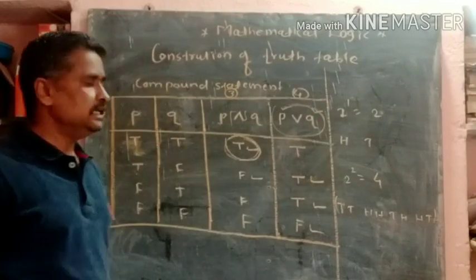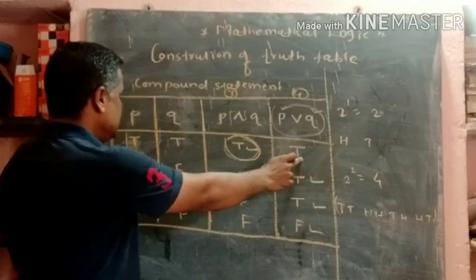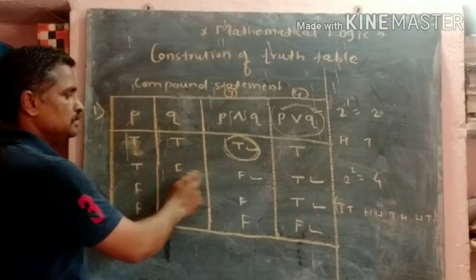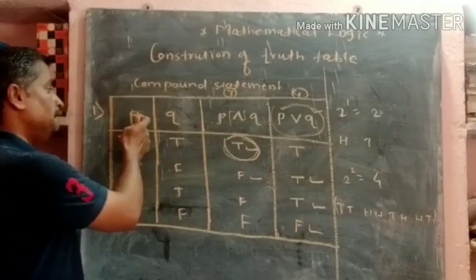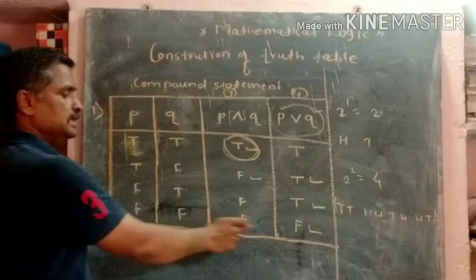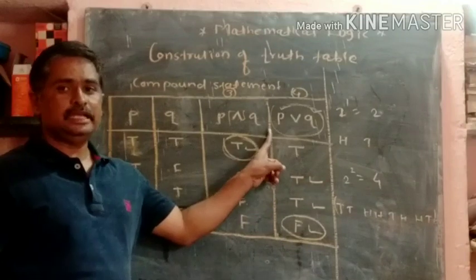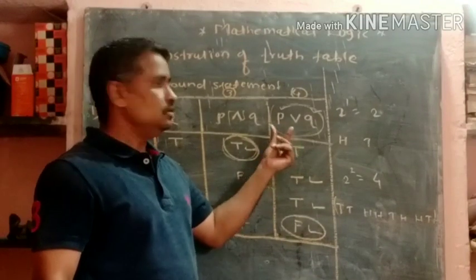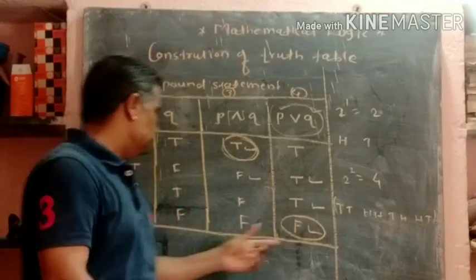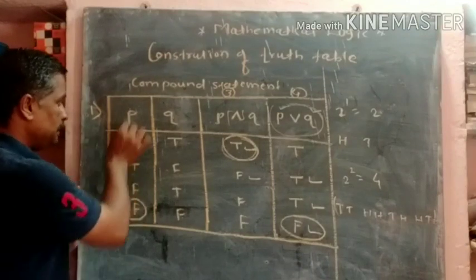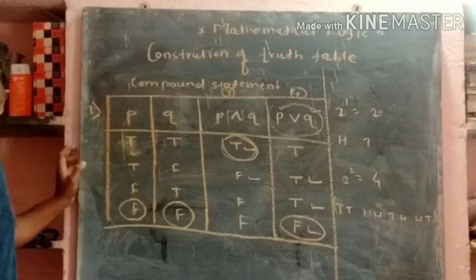observe column number 4. In a disjunction, if P is T, Q is T, then it is T. P is T, Q is F, then it is T. P is F, Q is T, then it is also T. If P is F and Q is F, then it is F. Observe row number 4. That means if we operate a disjunction on two statements P and Q, we get the value F if both are F. That means P is F, Q is F, then P disjunction Q is F, otherwise it is T.